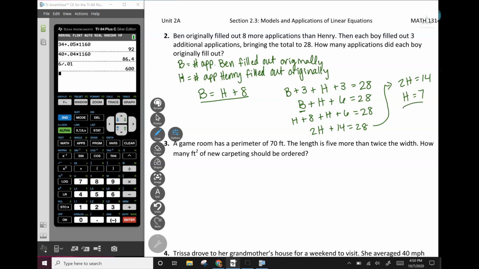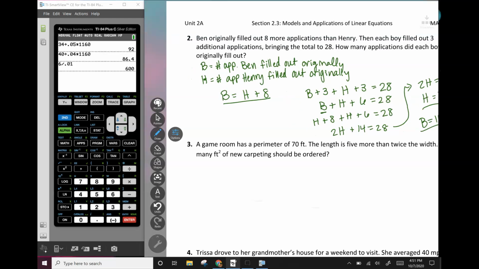So it looks like, remember what the H stood for, the original number that Henry filled out. So he originally filled out 7. Now to figure out how many applications Ben filled out, we can use this equation, the B equals H plus 8. So just 7 plus 8, which is going to give us 15.